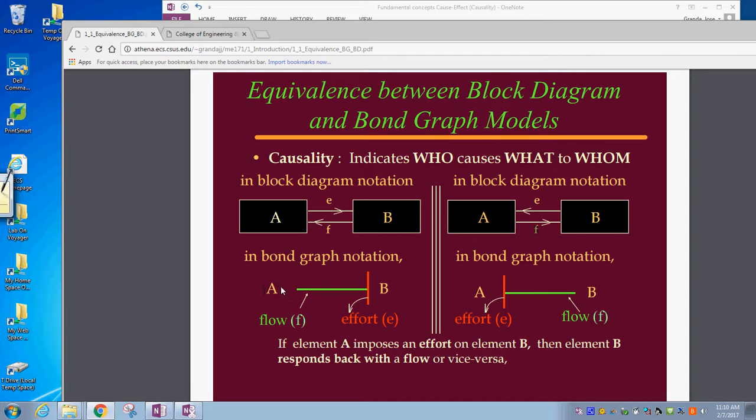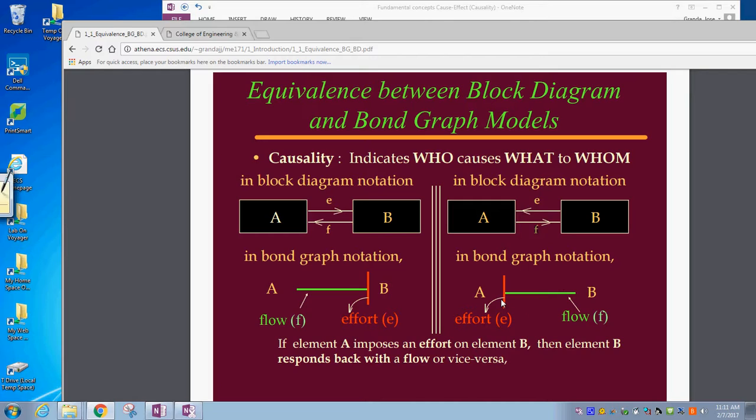That means that A, you see as if this would be a little piston in here, pushes on B, B responds with a flow. And this is the opposite. If B pushes on A, A responds with a flow. That's what it means. Or you could say that the way we're saying here, if A causes the flow to occur in B, the response is a force.